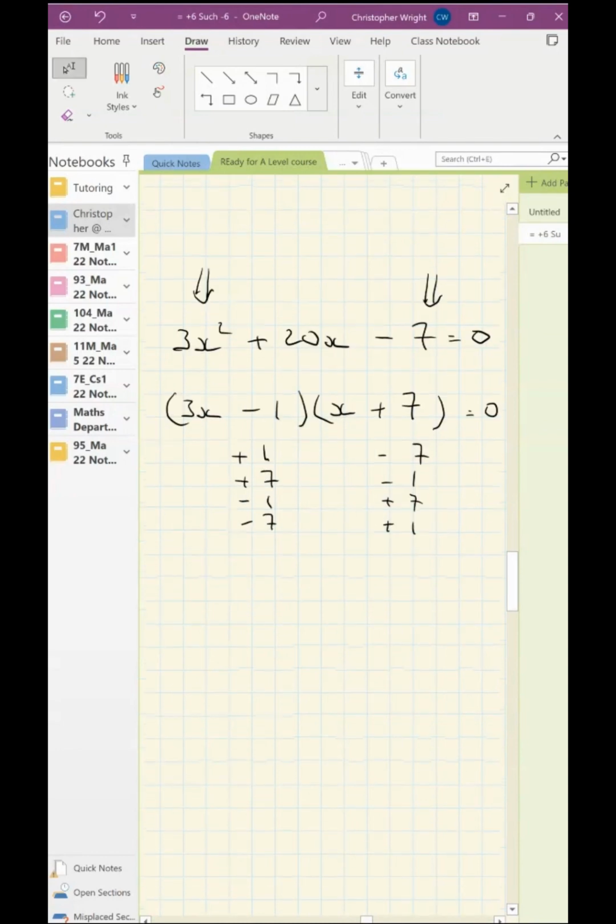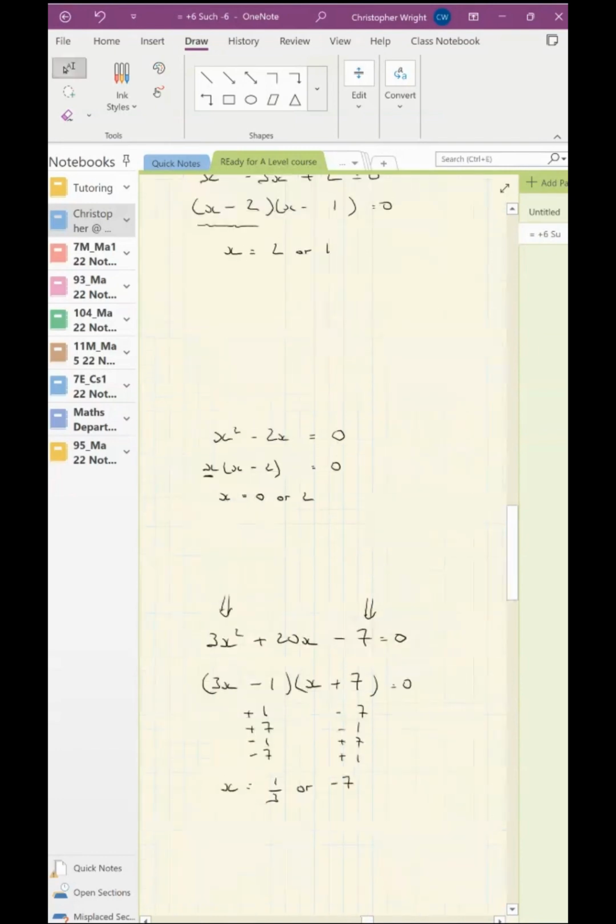So what value of x will make the first bracket equal to 0? Well, x could be a third or minus 7. And there are 3 examples there.